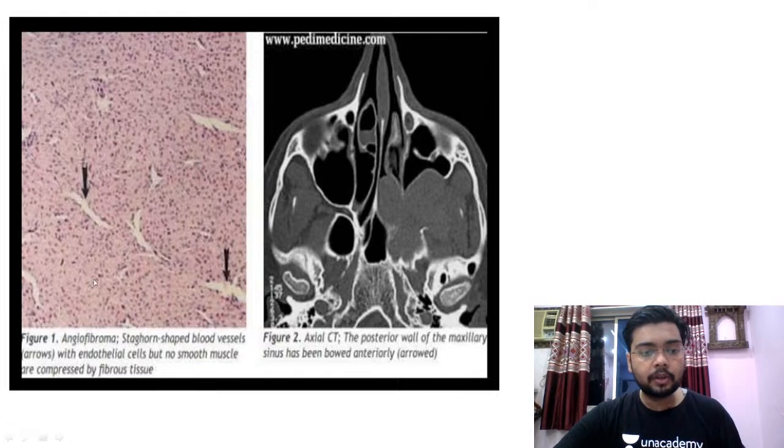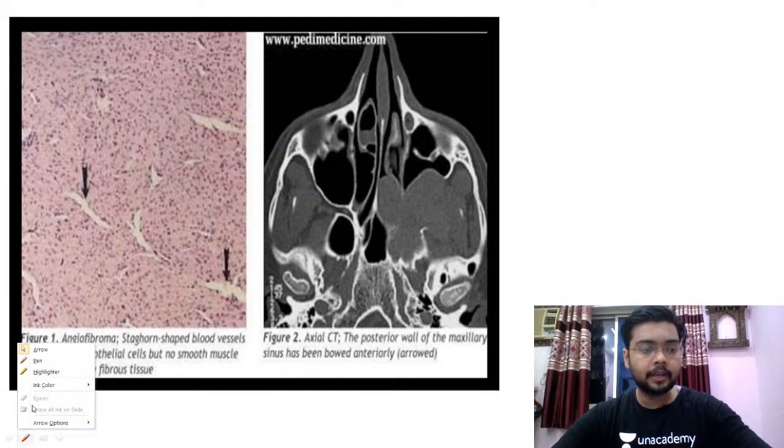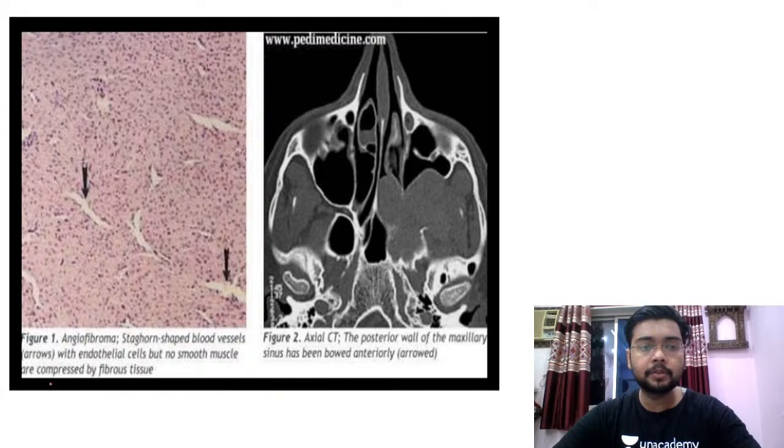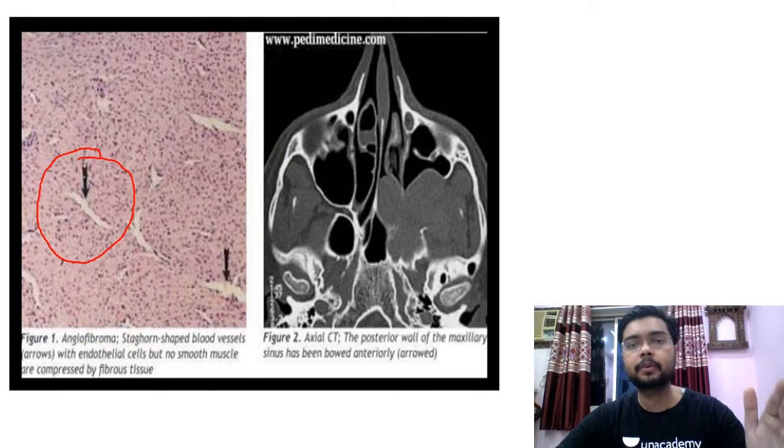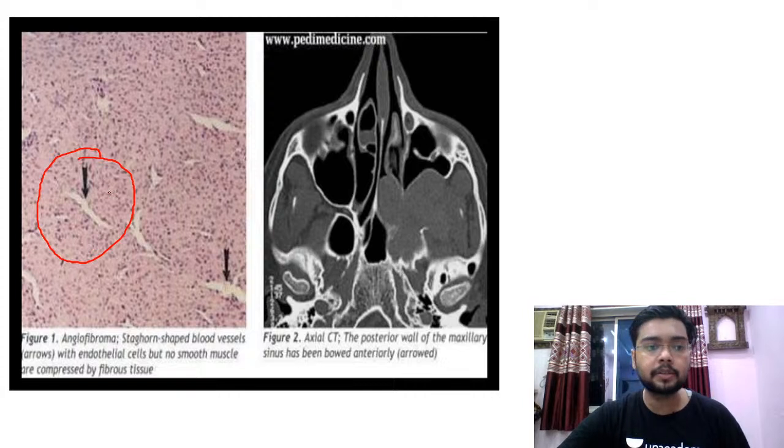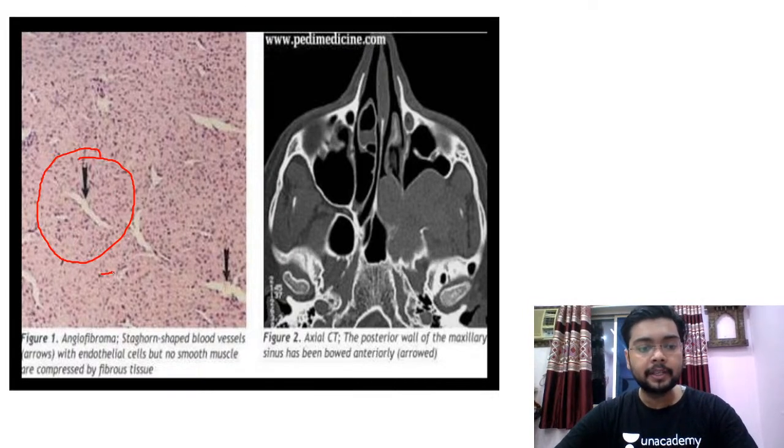And on histology you will observe that there is lack of tunica media. I don't know, but they can still give you this histopathology, because this angiofibroma is so common and so important for you all. So how are you going to identify? You will observe here some staghorn shaped blood vessels. You observe these are staghorn shaped blood vessels with endothelial cells but no smooth muscle, right?